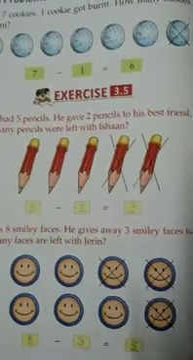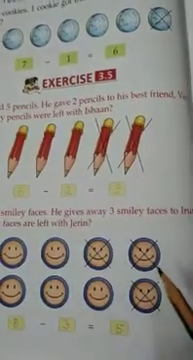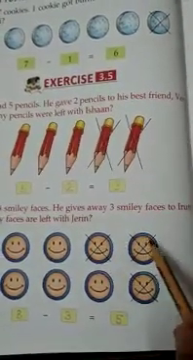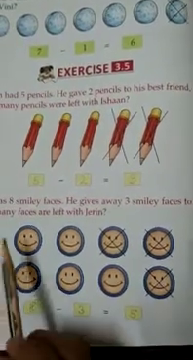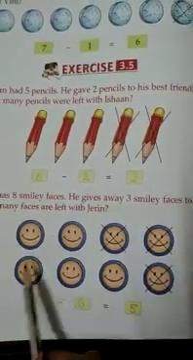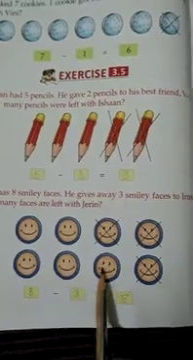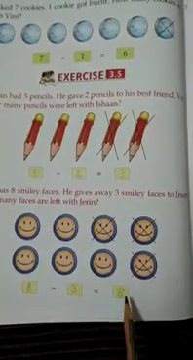That means he had 8 smiley faces. He gave away 3. 1, 2, 3. Now how much is left with him? Let's count. 1, 2, 3, 4, 5. So 5 is the answer here.